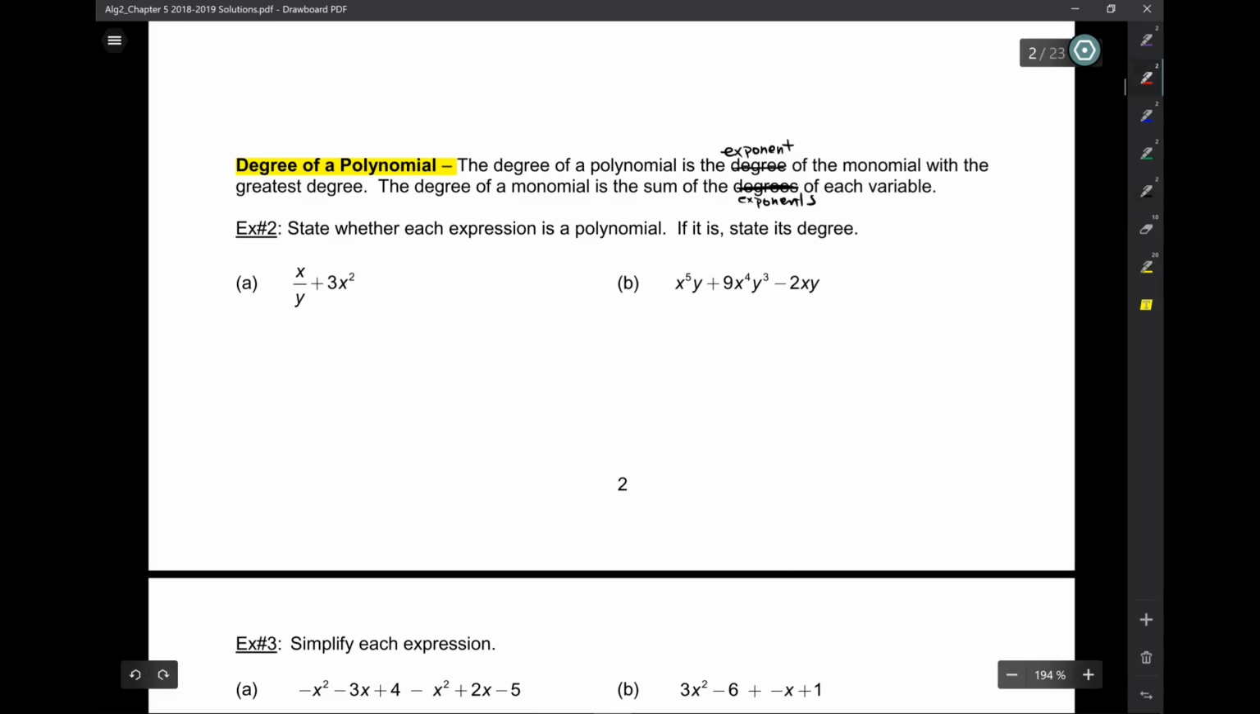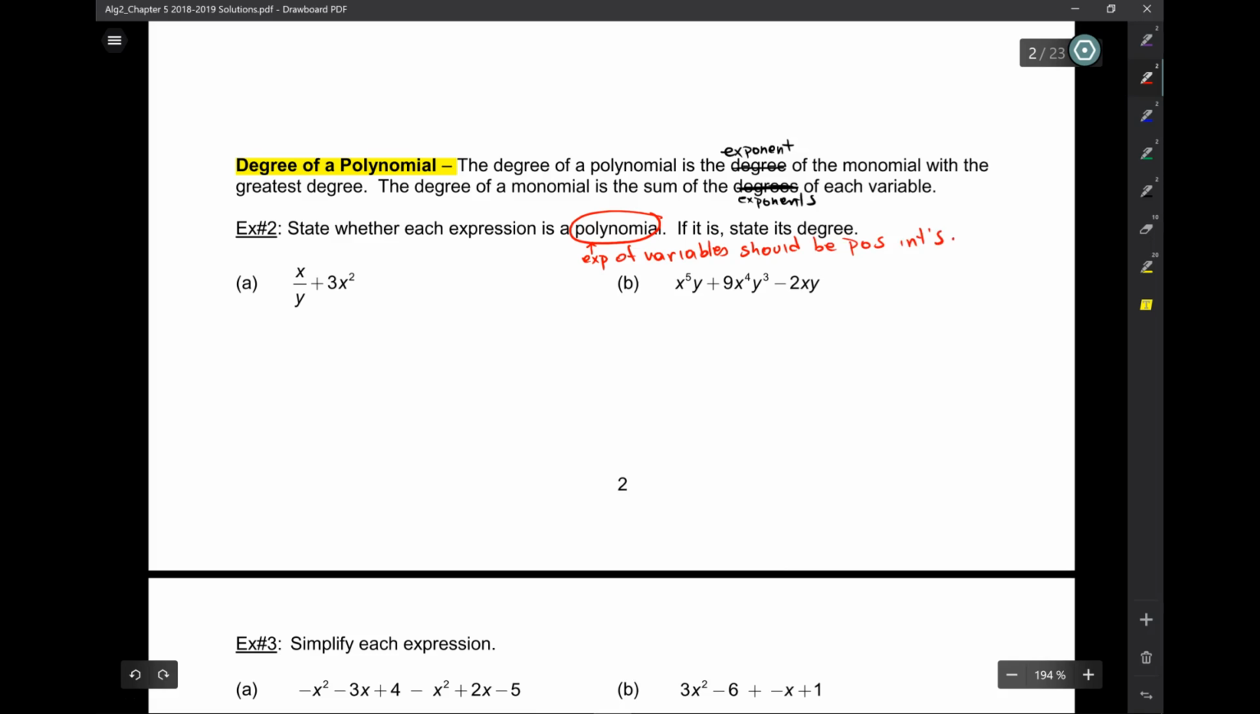Okay, in order for it to be a polynomial, all exponents of variables have to be positive integers. Okay? So a polynomial means exponents of variables should be positive integers.